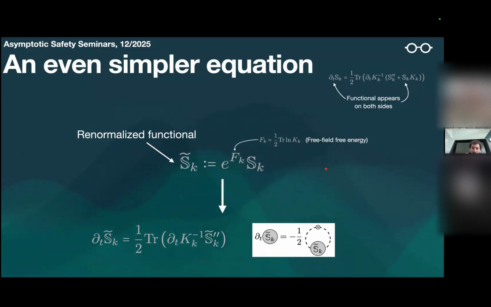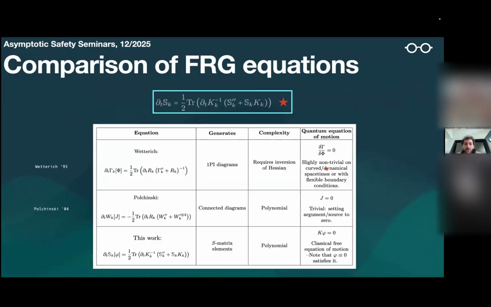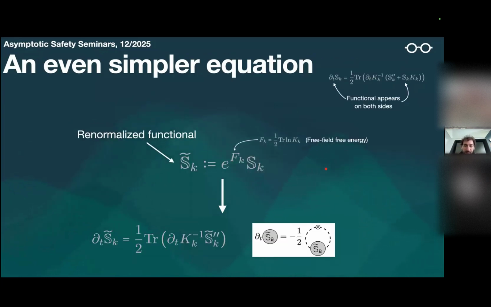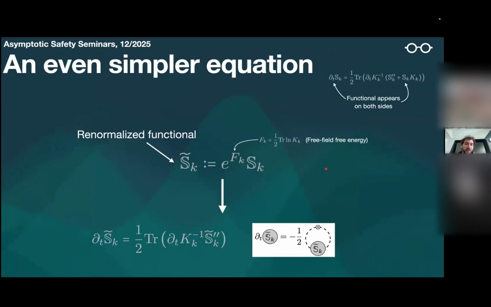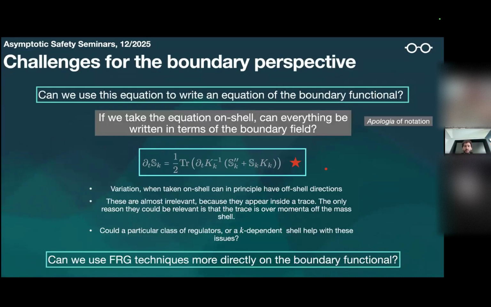Okay, so those were our main results. These are our flow equations for the S-matrix generating functional. And this was from the bulk point of view. And as I told you, it would be nice to have an FRG perspective which is fully on-shell. So we wanted to somehow hinge on these equations that we derived to see if we could apply them to the boundary perspective. And so far, we have not been able to do that. But I wanted to tell you some of the challenges that we have faced.